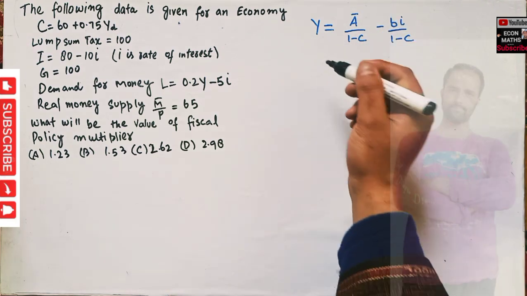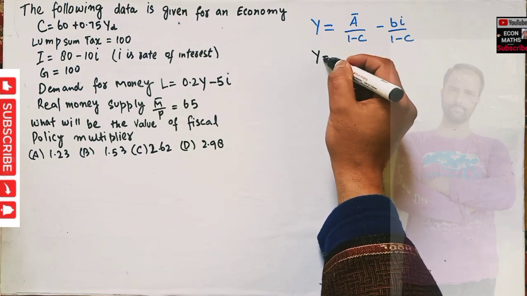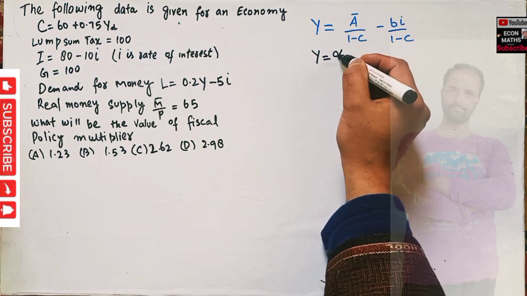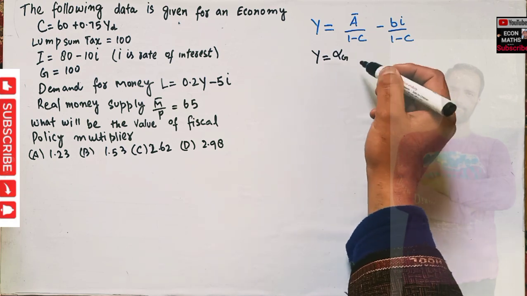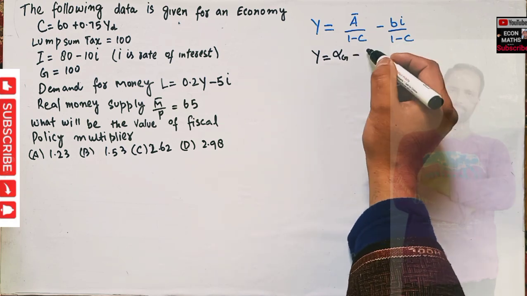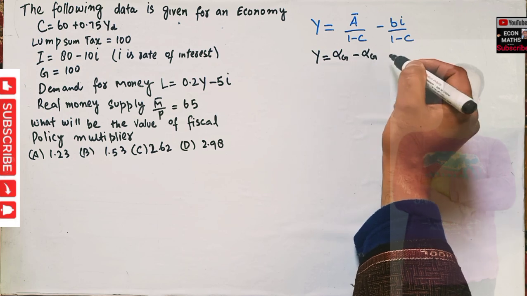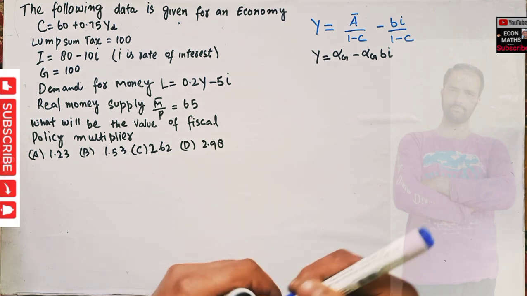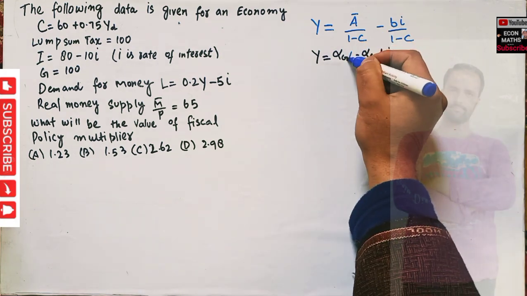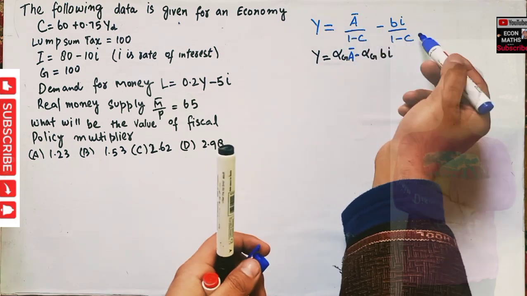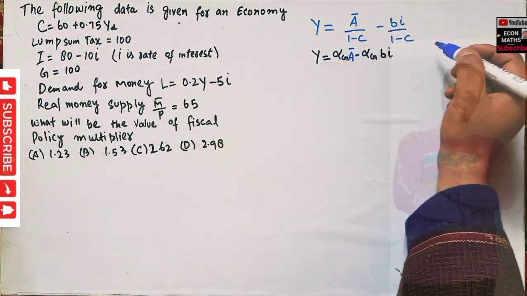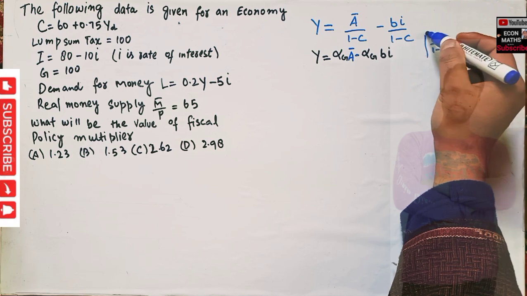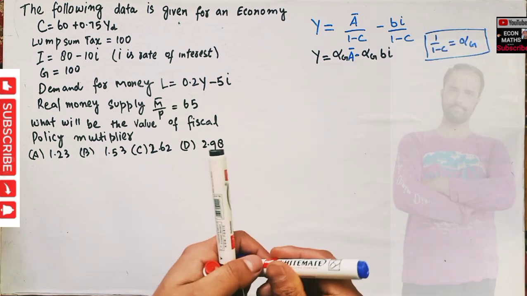Let me write it like this: Y is equal to 1 upon 1 minus c, which I write as alpha G. This is our Keynesian multiplier. Minus alpha G into b i, and I forgot to write the A bar here, so we have A bar also. I have just sorted this out, and in place of 1 upon 1 minus c I have written alpha G, which is obviously our Keynesian multiplier. This is our IS equation.